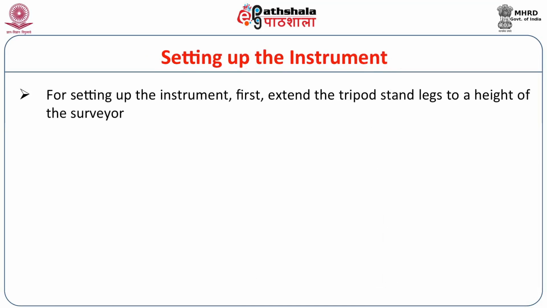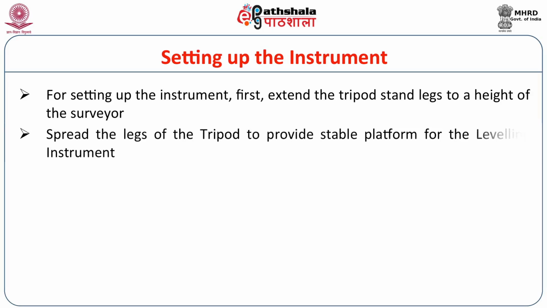And before taking the readings, first we have to set up the instrument. So, for setting up the instrument, first we have to extend the legs of the tripod to about the height of the surveyor or the person who is going to use the instrument. And then after tightening the screws, we have to spread the legs in such a manner that it provides a stable platform for mounting the dumpy level.